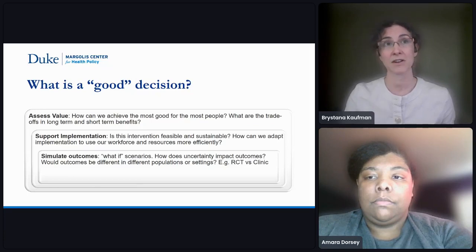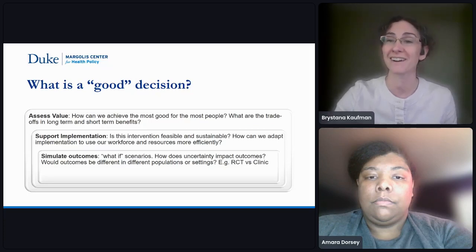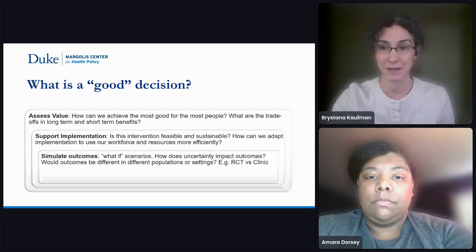to have a sense of what the possible outcomes are if they do implement that intervention, because it's rarely a point estimate. There's always a range, and every time you implement something in a new context, you're going to have a different outcome. And so cost analyses can help us to better prepare for what those outcomes might be.